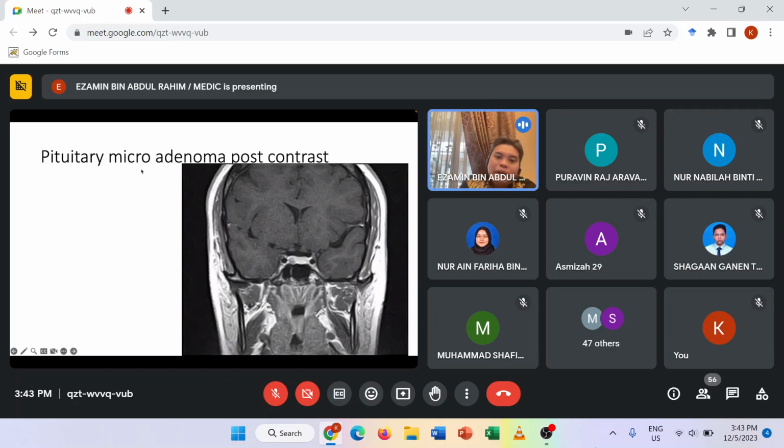So this one is what we call microadenoma. It's small. Alright? After we give contrast, it doesn't enhance. The pituitary gland is supposed to be enhanced. Pituitary macroadenoma has late enhancement or it doesn't enhance at all. But of course, sometimes even though it is producing hormone, it is very small, even our cut cannot see it.